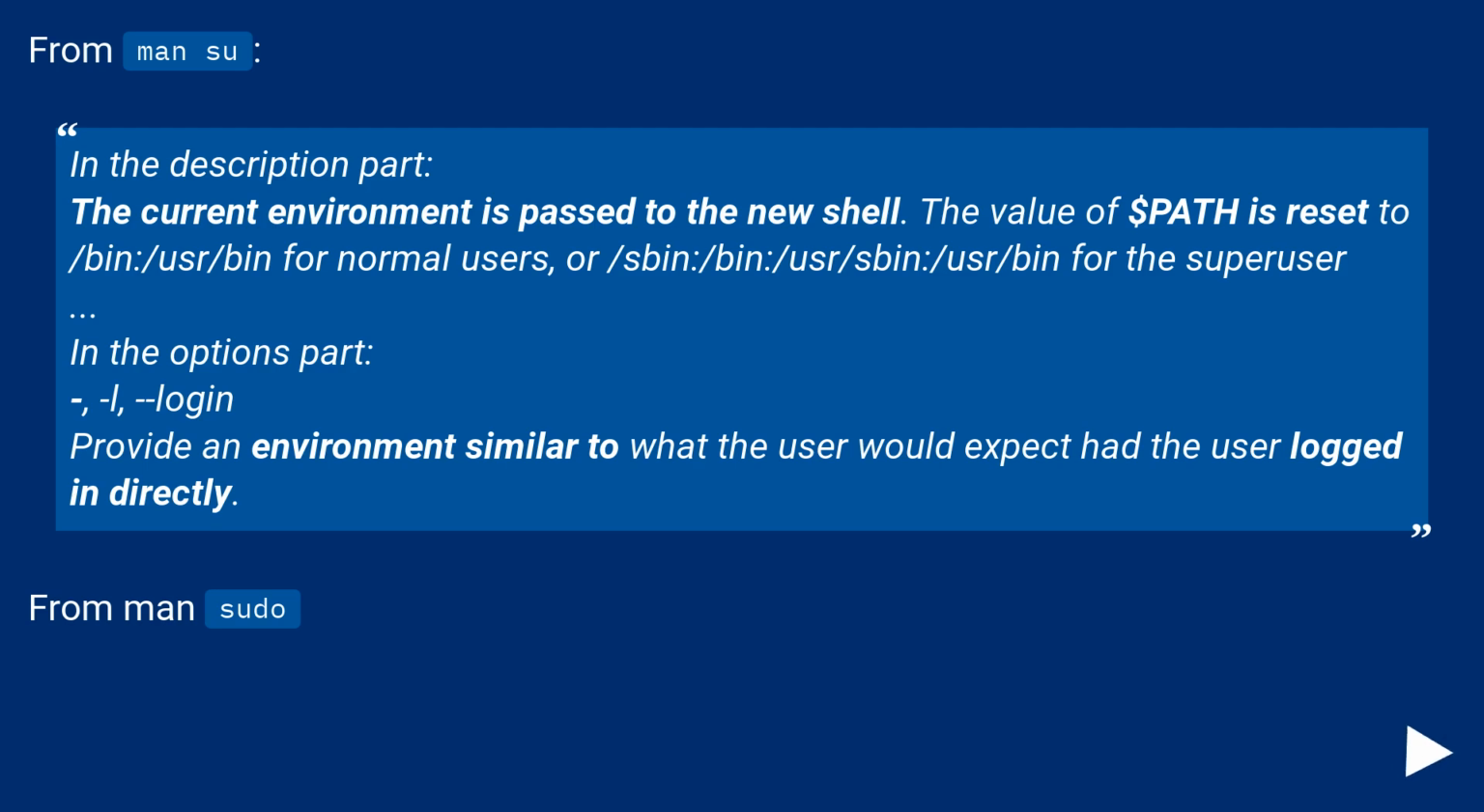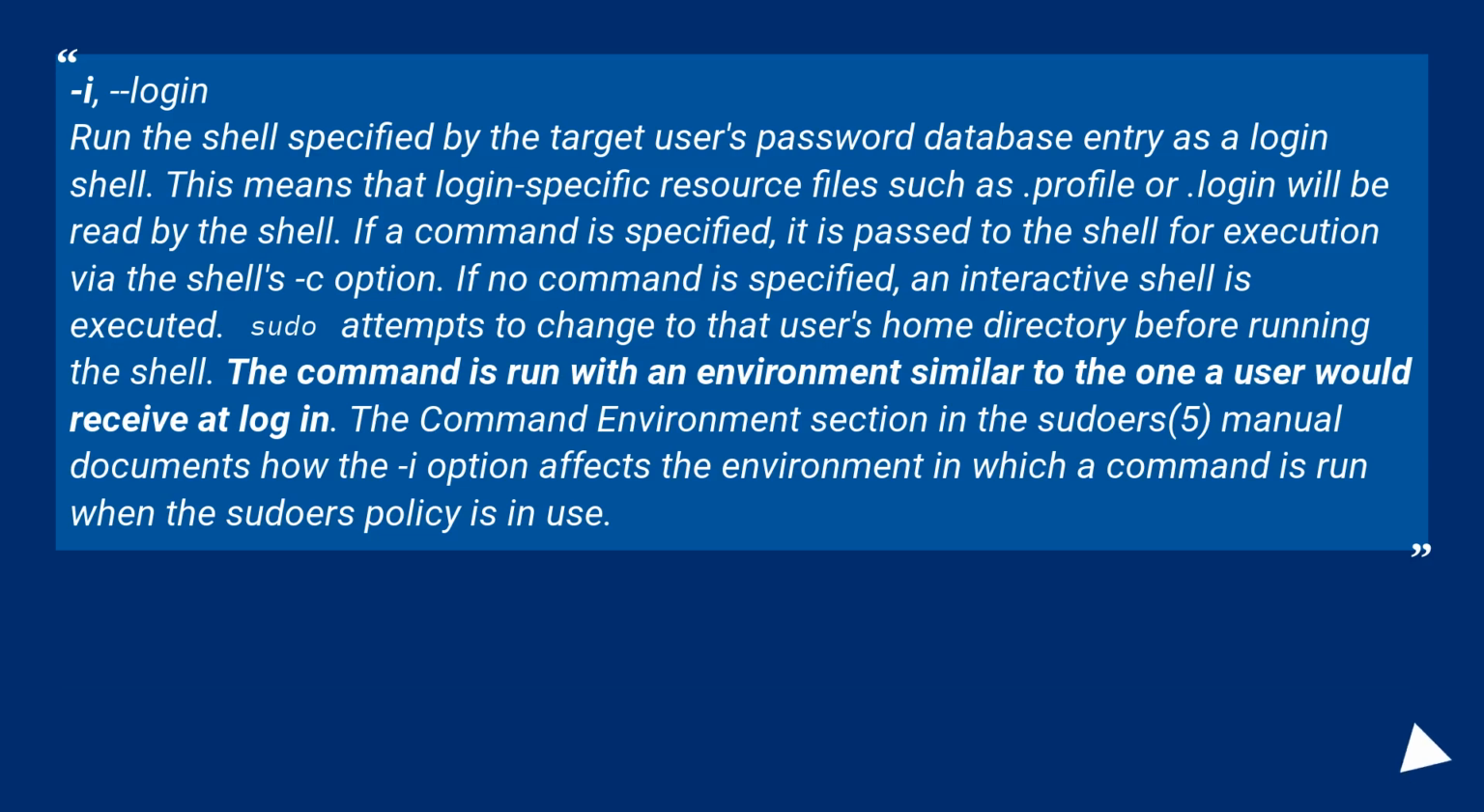From man sudo. Login. Run the shell specified by the target user's password database entry as a login shell. This means that login specific resource files, such as .profile or .login, will be read by the shell. If a command is specified, it is passed to the shell for execution via the shell -c option. If no command is specified, an interactive shell is executed. Sudo attempts to change to that user's home directory before running the shell. The command is run with an environment similar to the one a user would receive at login.